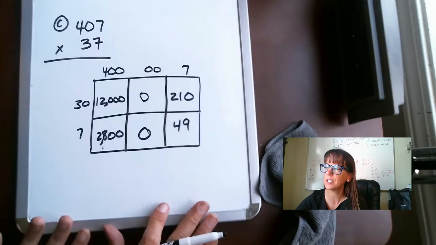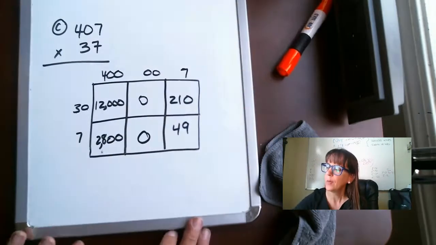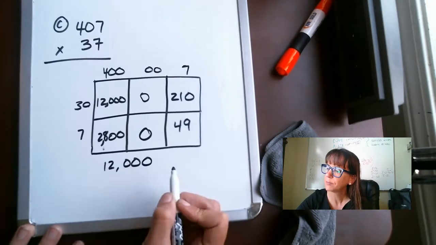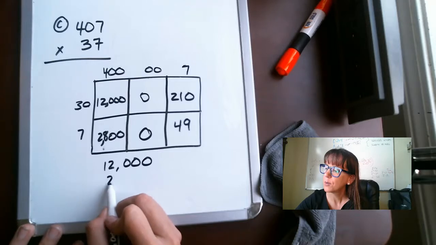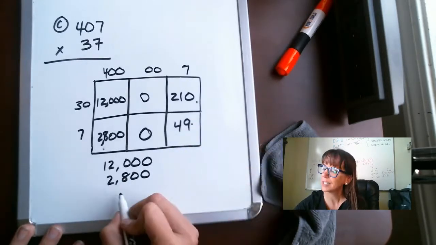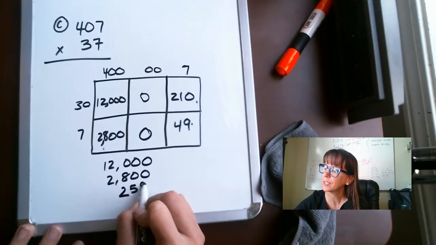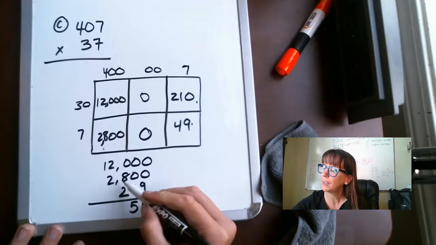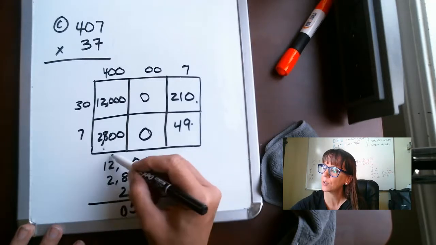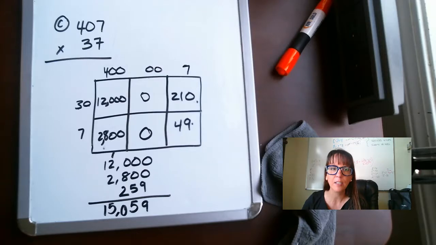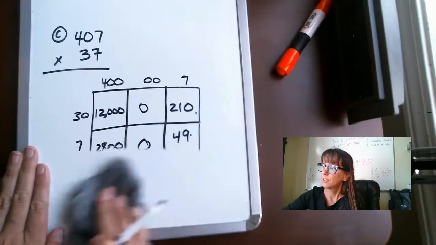Okay, so now let's do the addition part of that. We have 12,000 plus 2,800 plus, and if I add these two together, that's just going to give us 259, right? Add these guys up, we get 9, 5, 8, and 2 is 10. Carry the 1, we get 15. So 15,059. Good work. That was C.